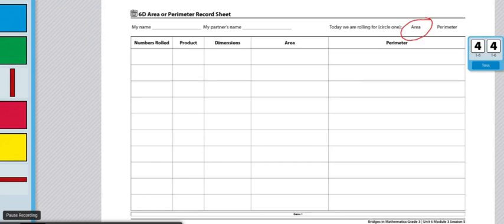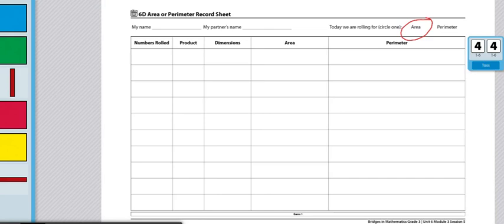One player rolls the dice using the individual record sheets. Each player uses column 1 to record the numbers rolled and column 2 to record the product. For example, I rolled a 4 and a 4, and I'm looking for area. So right here, I'd write 4 and 4. The product of 4 times 4 is 16. So our dimensions will be 4 by 4. The area will be 16.